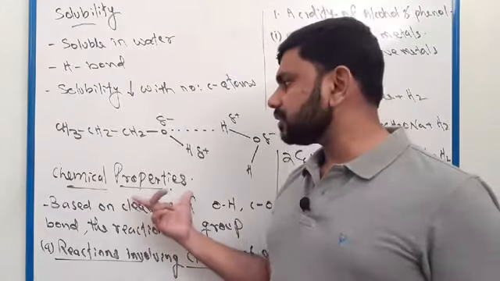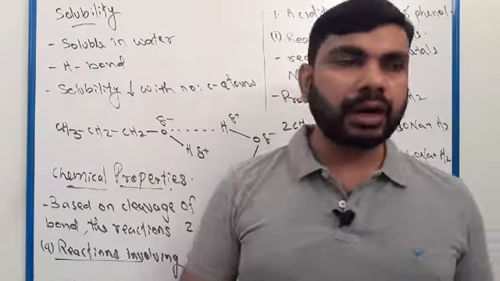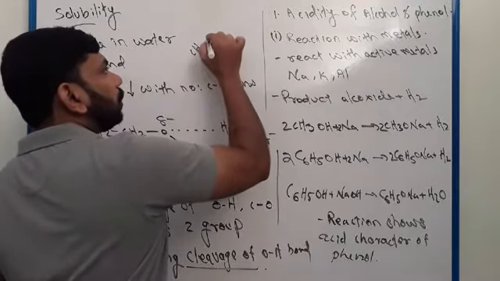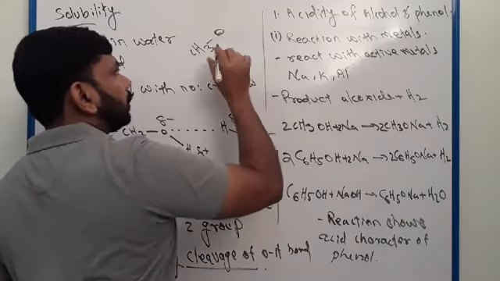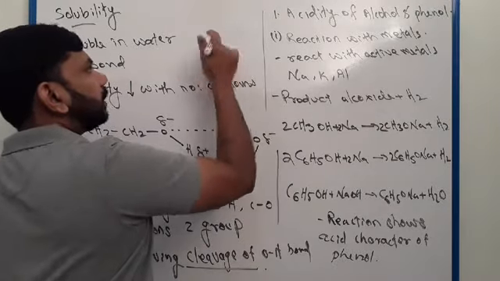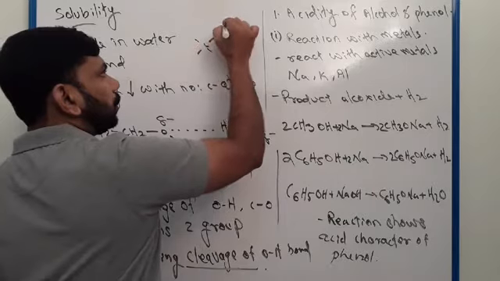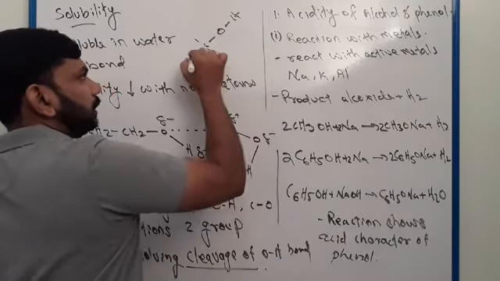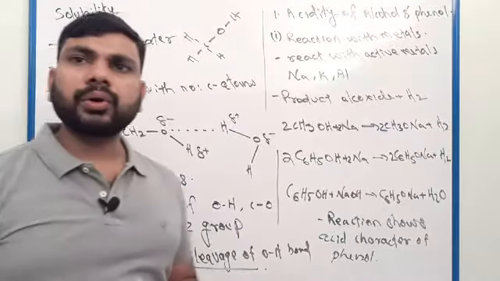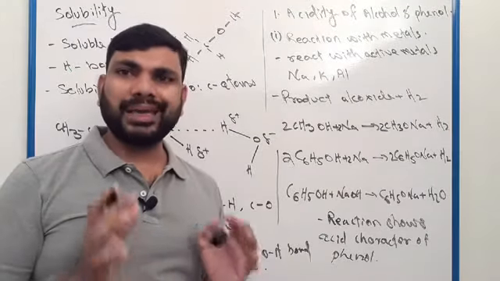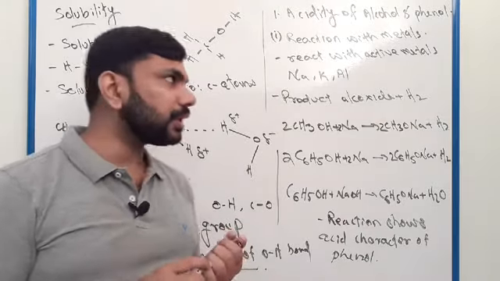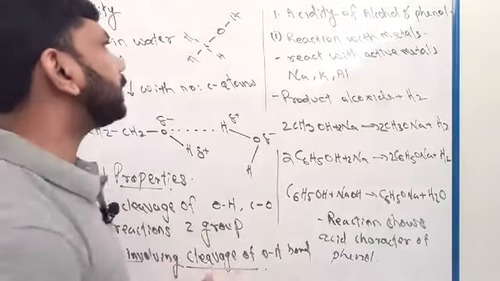Next one we have to discuss here chemical properties of alcohol. When you consider one alcohol, we know CH3OH. So here chemical reactions of alcohol or phenol can be classified into 2 categories. Chemical reactions of alcohol or phenol can be divided into 2 categories.